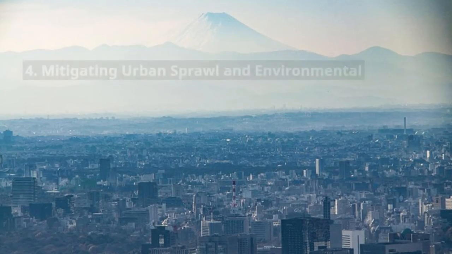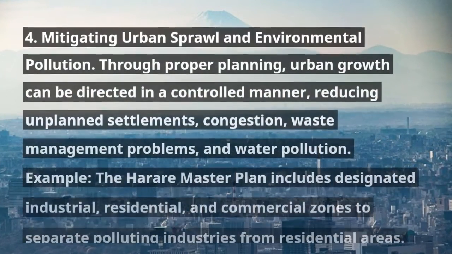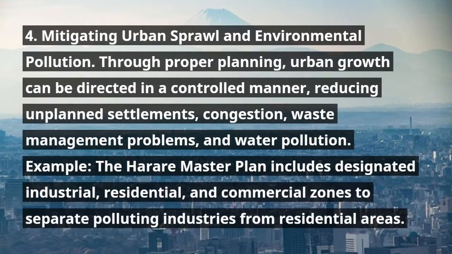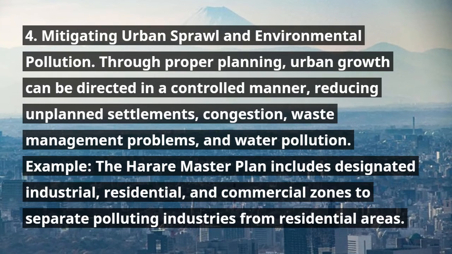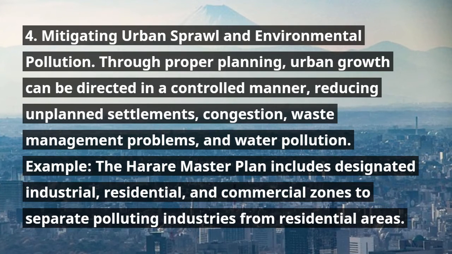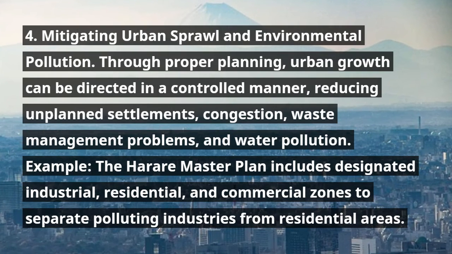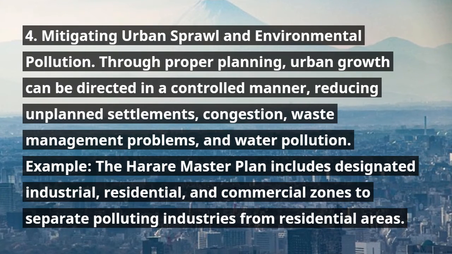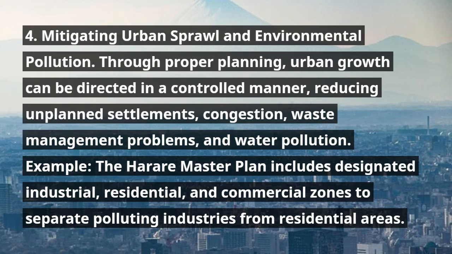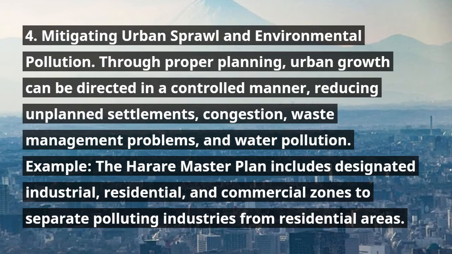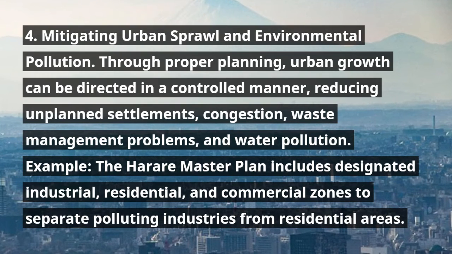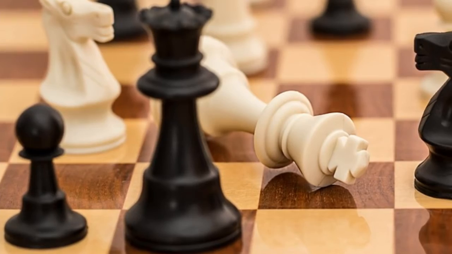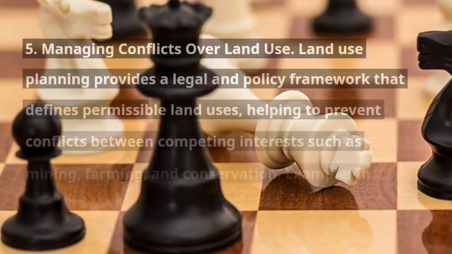4. Mitigating urban sprawl and environmental pollution. Through proper planning, urban growth can be directed in a controlled manner, reducing unplanned settlements, congestion, waste management problems, and water pollution. Example: the Harare Master Plan includes designated industrial, residential, and commercial zones to separate polluting industries from residential areas. 5. Managing conflicts over land use.